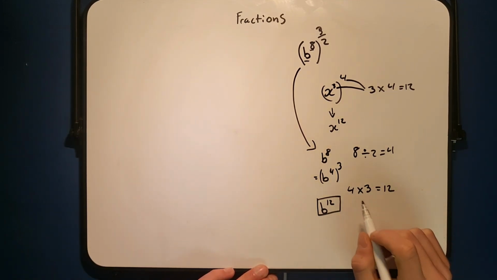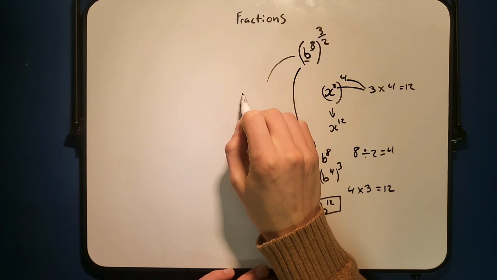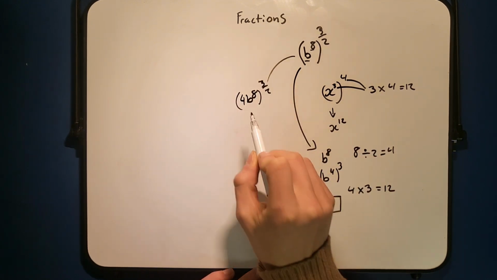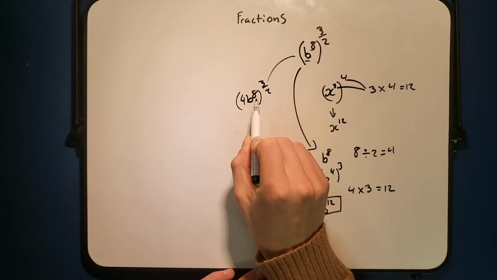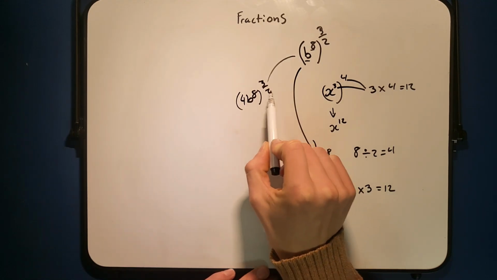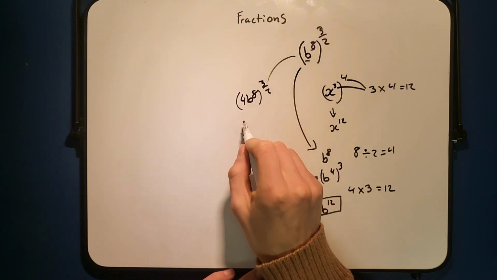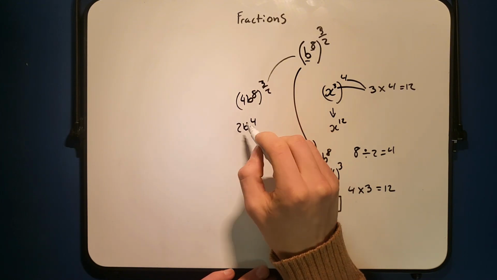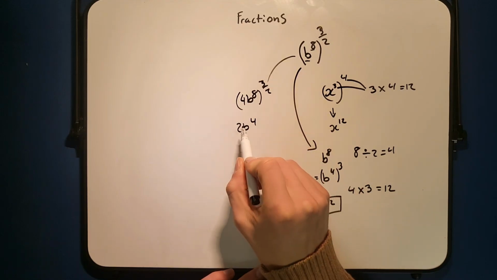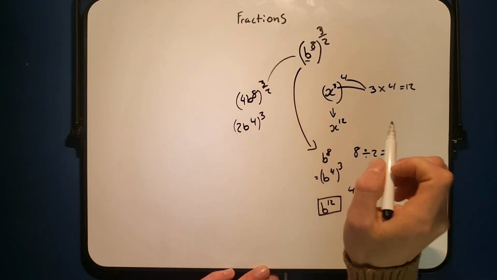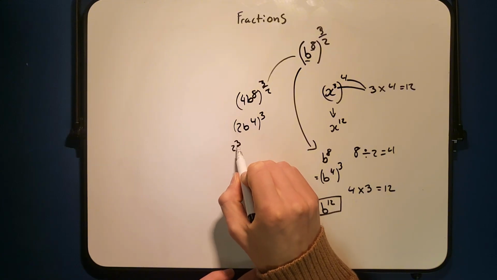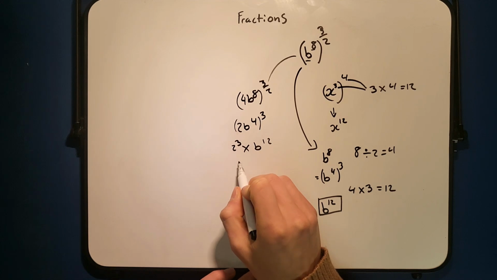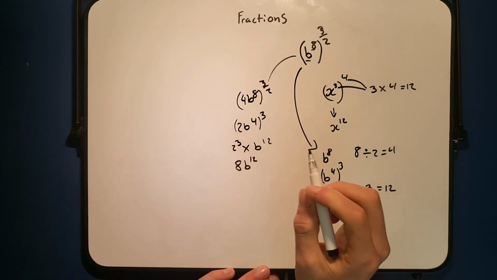If, however, this was 4b to the 8, 3 over 2, we would take the square root of b to the power of 8, but also the square root of 4. And that would give us 2b to the 4, and then we would cube the b to the 4, and we would cube the 2. So this would be 2 cubed times b to the 12, as we found out earlier here. So this would be 8b to the power of 12.